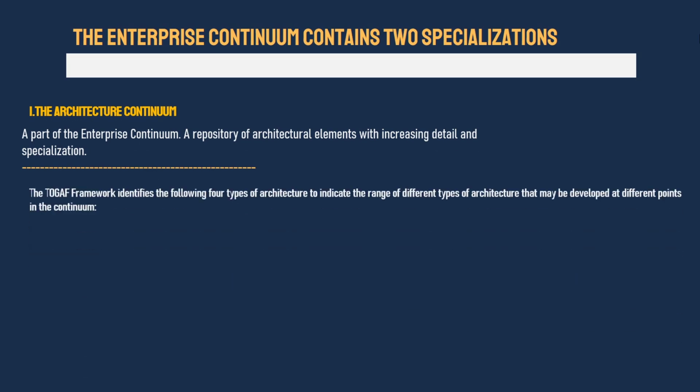The TOGAF framework identifies the following four types of architecture to indicate the range of different types of architecture that may be developed at different points in the continuum: foundation architecture, common system architectures, industry architectures, and organization architectures. These are not fixed stages in a process. They apply across all architecture domains: business, data, application, and technology.